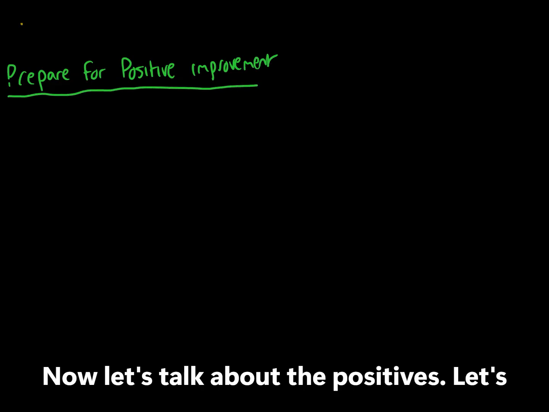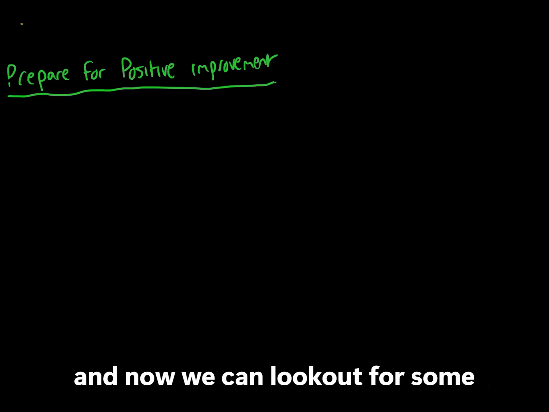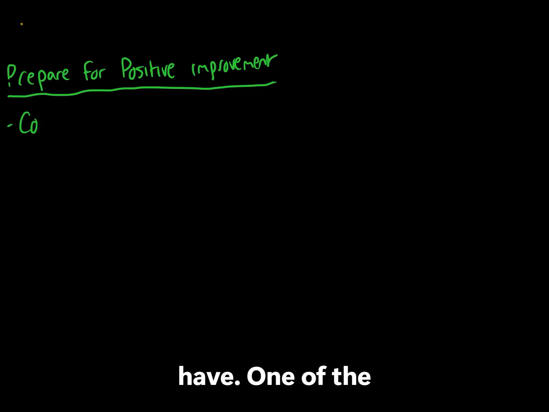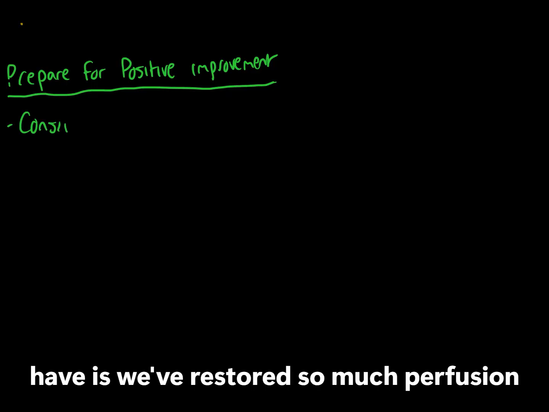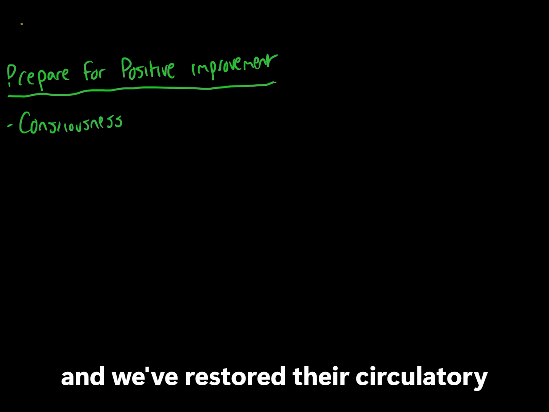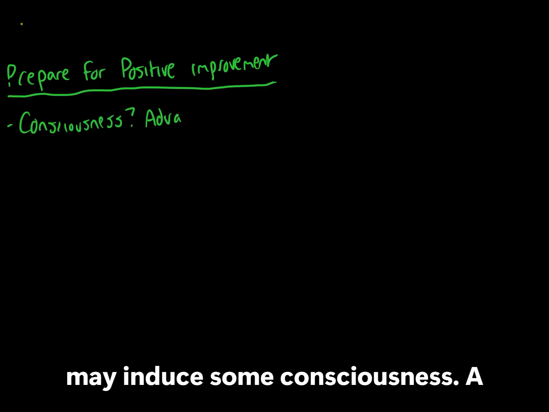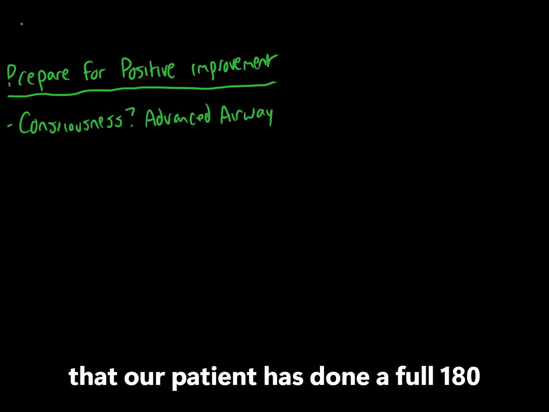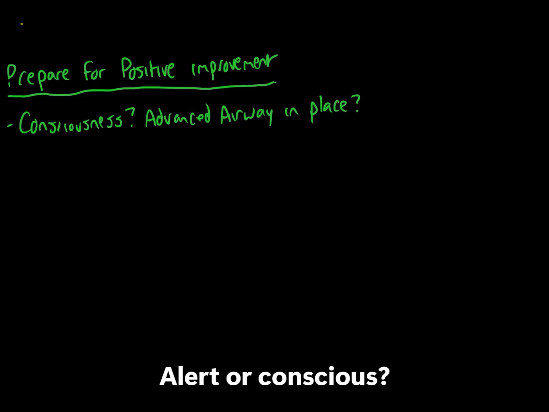Now, let's talk about the positives. Let's say that we've done all the things and now we can look out for some positive improvement that our patient may have. One of the most positive improvements that they can have is we've restored so much perfusion and we've restored their circulatory system that their brain is perfusing. So we may induce some consciousness. Now, consciousness is great, right? That means that our patient has done a full 180 from unconscious and pulseless to alert or conscious.